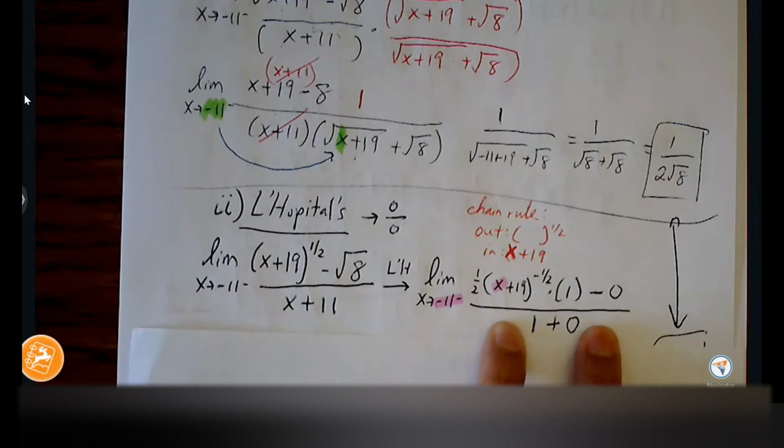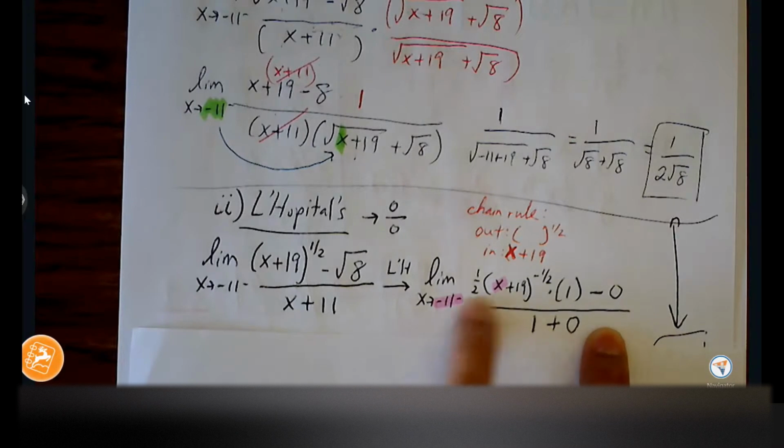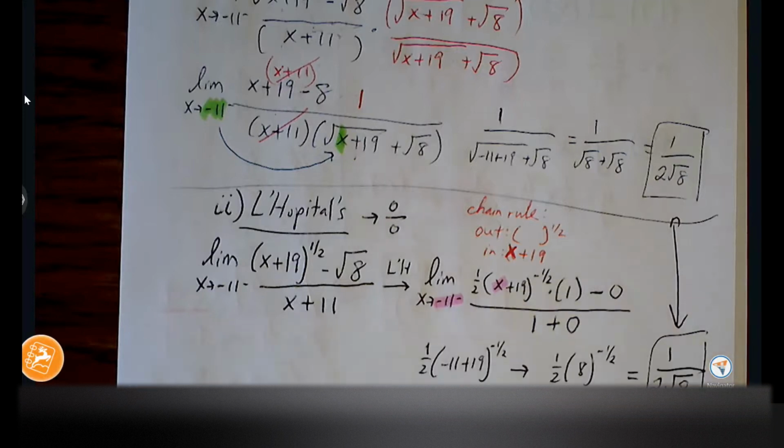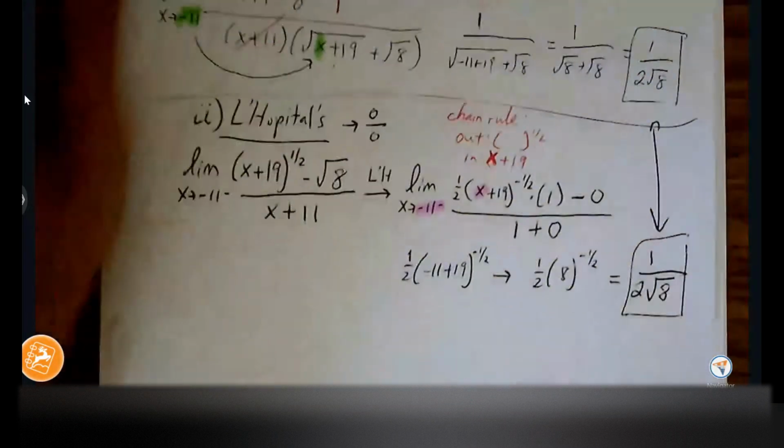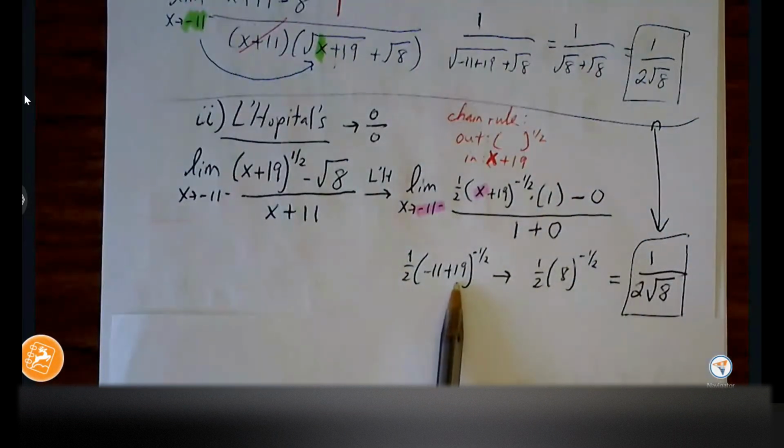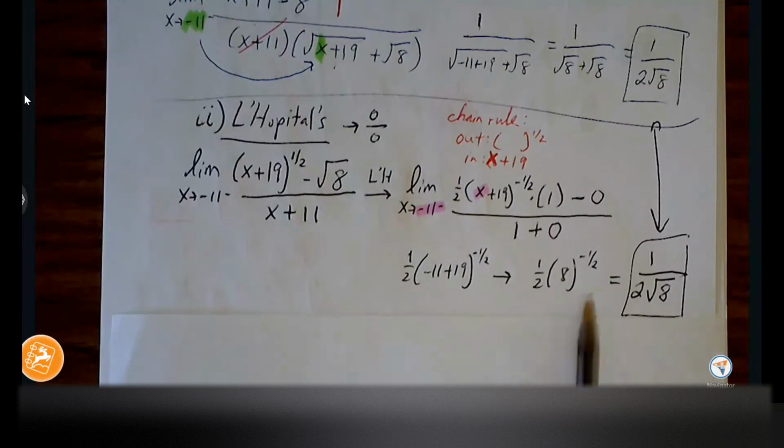So I have a derivative version of my expression. So now I'm going to reevaluate. If I reevaluate, I should be able to get my way down to a real number. So replace x with negative 11. I get negative 11 plus 19 raised to the negative 1/2. This becomes 8. 1/2 times 8 to the negative 1/2.